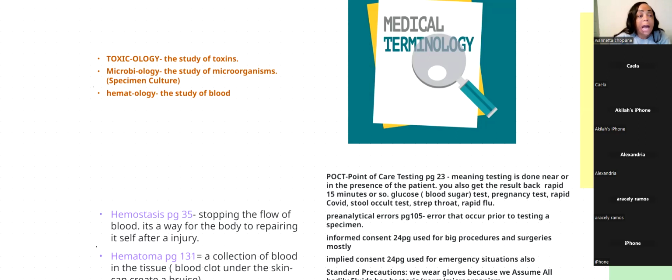Okay, now next, hematology. Hematology, we still have the suffix of ology. Okay, and any prefix that you see with hema or hemo actually means blood. It is pertaining to blood, B-L-O-O-D. So in this case, hematology is how you pronounce it. It is the study of blood.